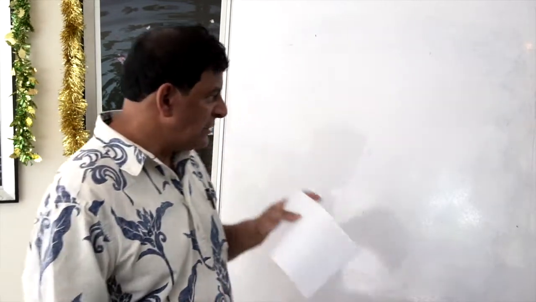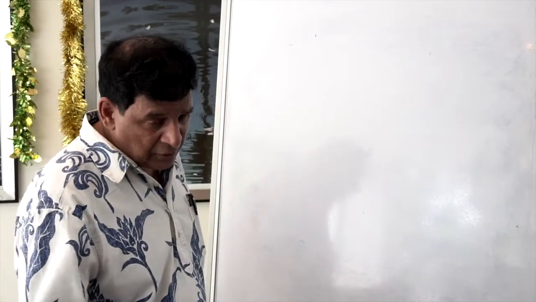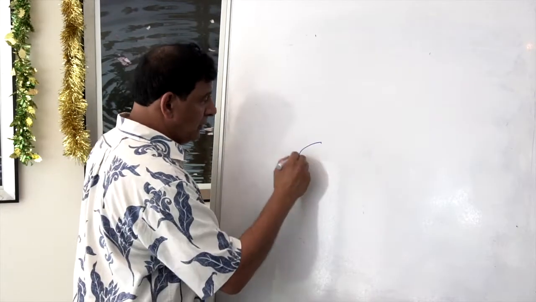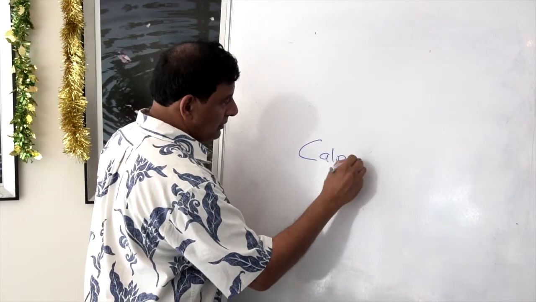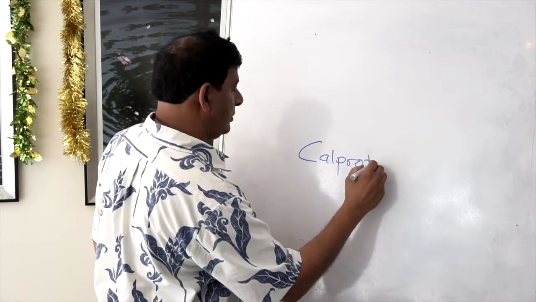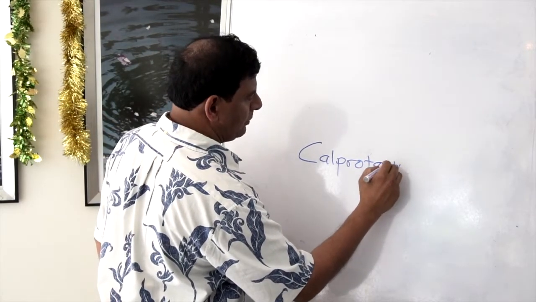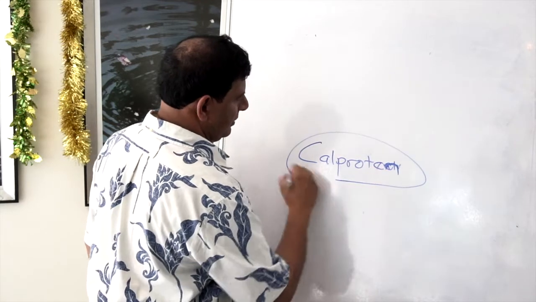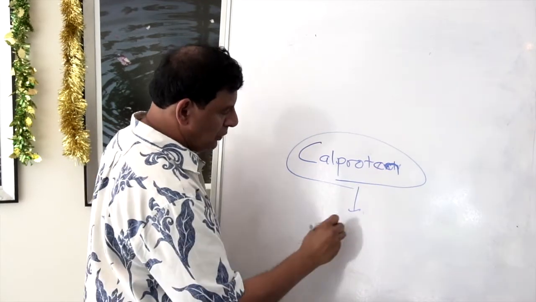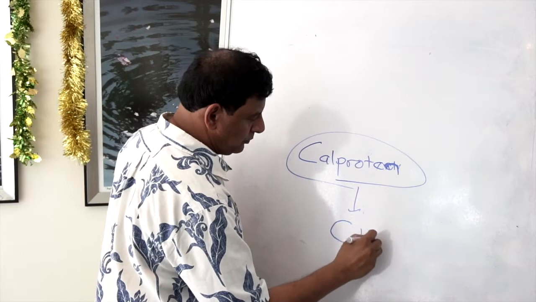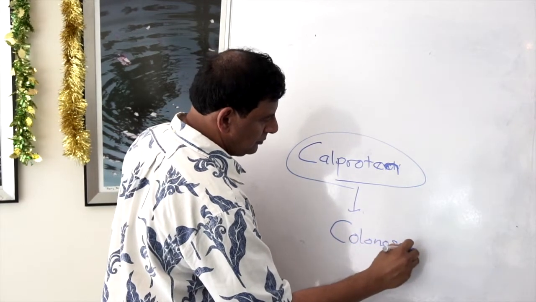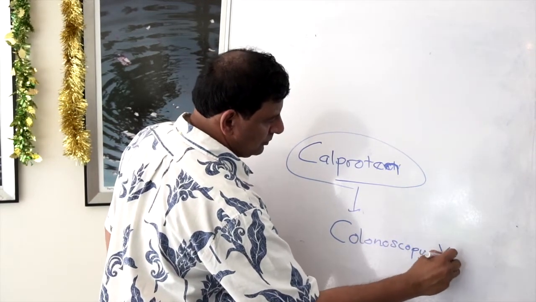One of the other things that may be going on, maybe there's a chronic inflammation going on, we can do calprotectin. I think it's calprotectin or proctectin, okay, I can't remember. That shows you whether you want to do a colonoscopy, yes or no.